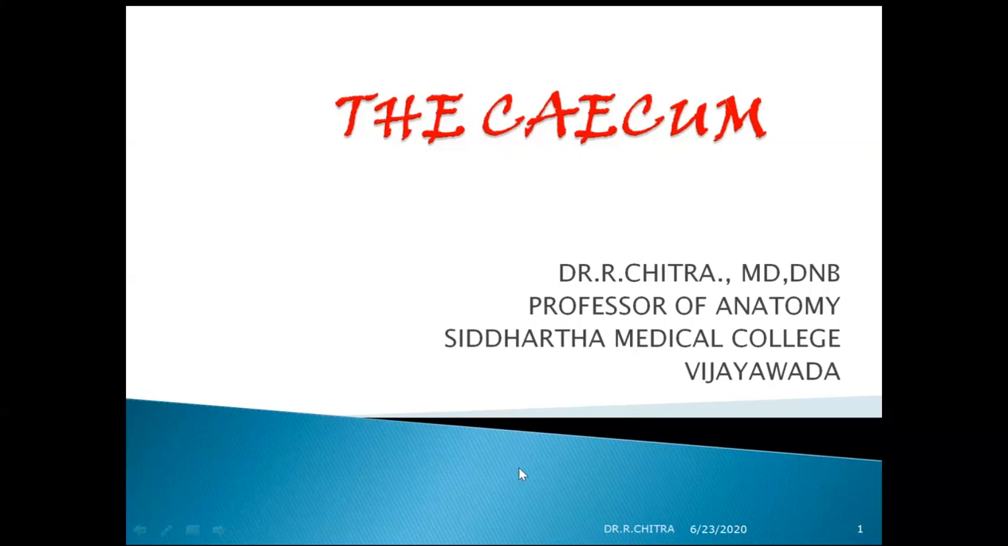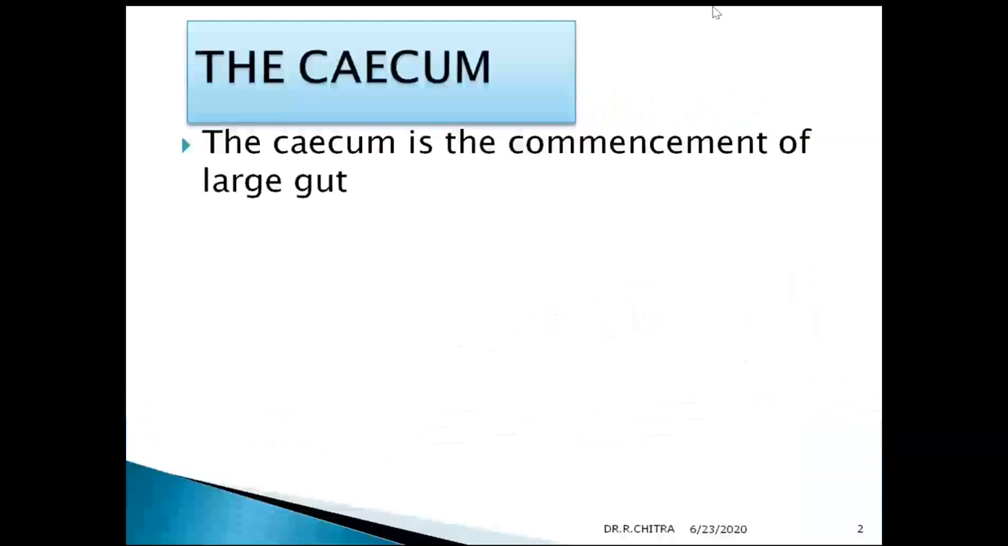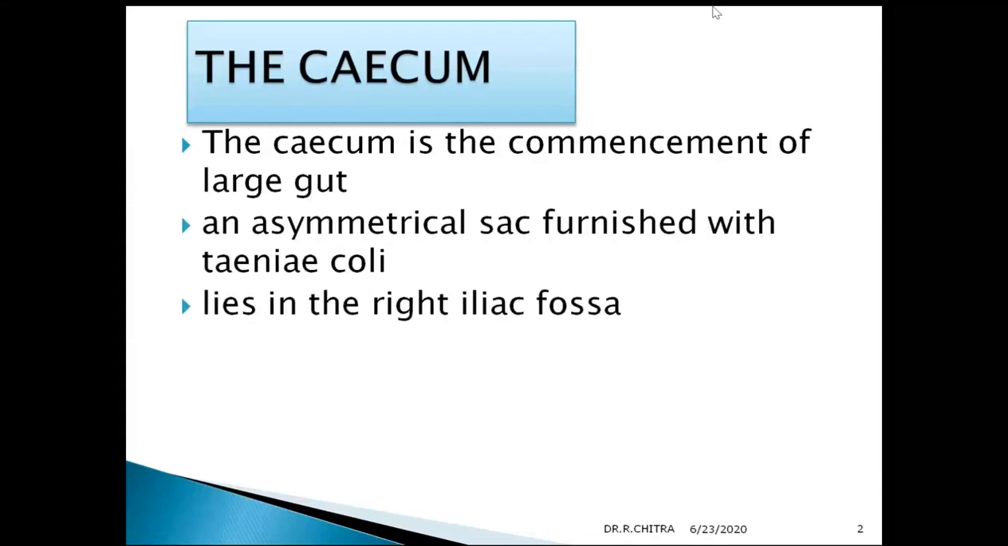In this class, we will see the cecum, the important short essay in the abdomen region. The cecum is the commencement of the large gut, situated in the right iliac fossa, and it is an asymmetrical sac furnished with the taenia coli. So the large intestines will have the taenia coli. So the cecum also has the taenia coli, and its shape is asymmetrical.